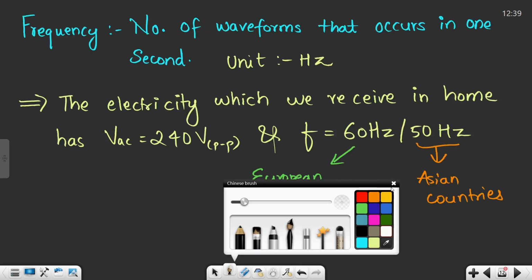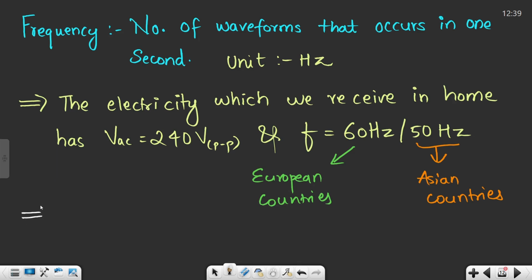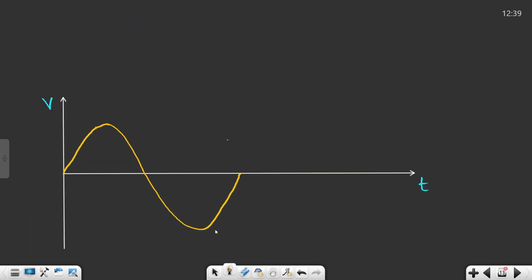The formula for frequency, let me just write the formula as well. The formula for frequency is 1 by time period. So this is the formula for frequency. You just need to remember it. It is a very, very important formula. It is very easy as well.